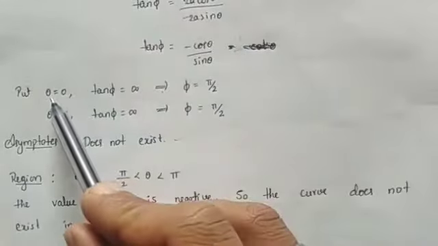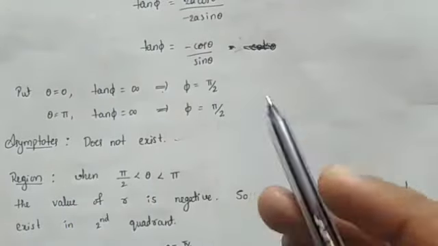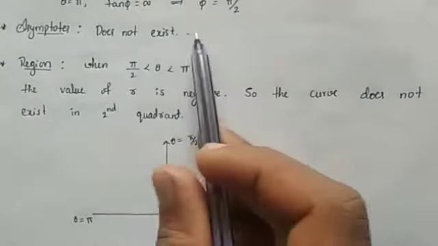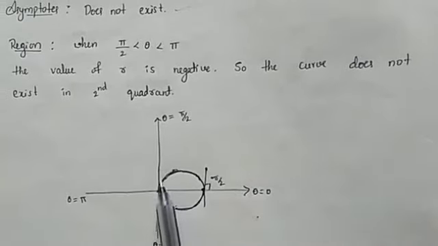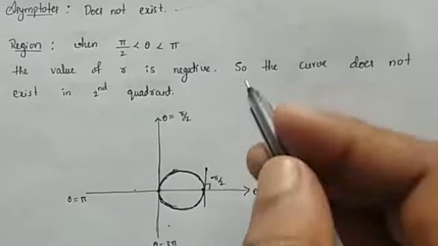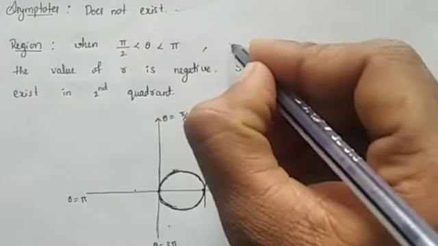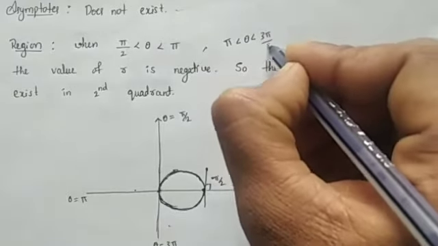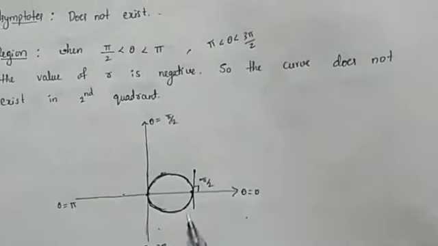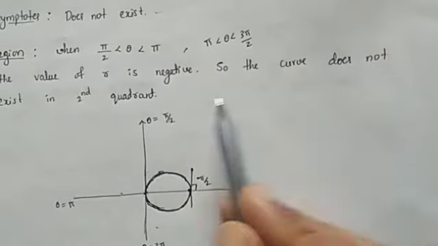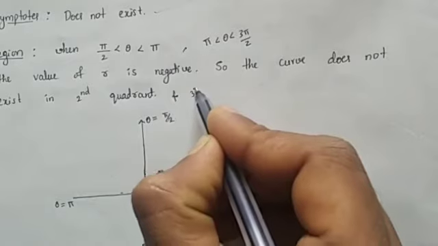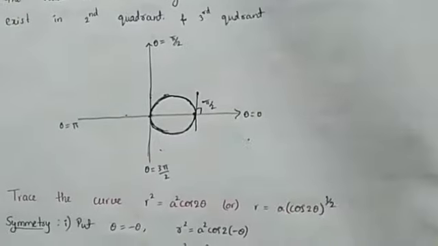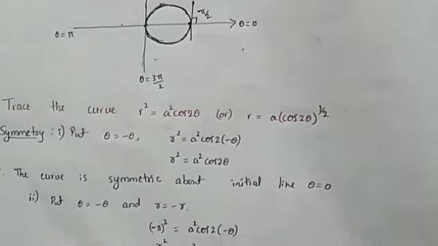For theta equal to 0, the psi value is pi by 2. This angle is pi by 2. The asymptotes do not exist. For theta from pi by 2 to pi, and also theta from pi to 3 pi by 2, the curve does not exist. Hence the curve does not exist in the second and third quadrants. That's about curve tracing. Let me move on to the next problem.